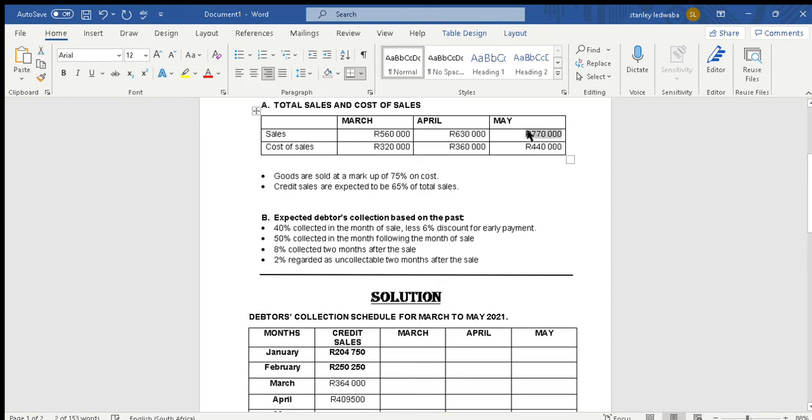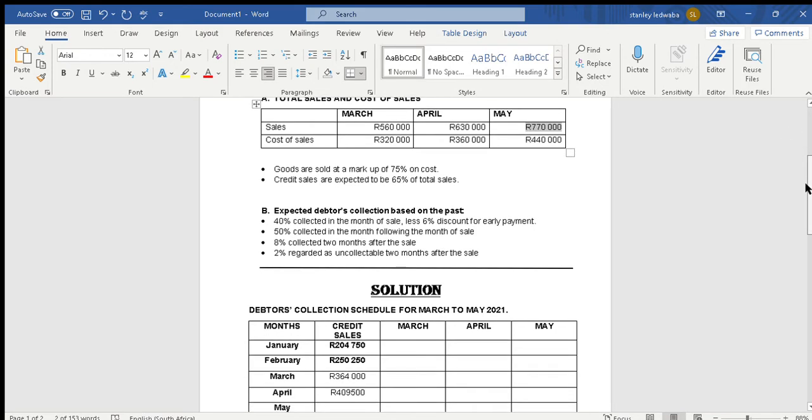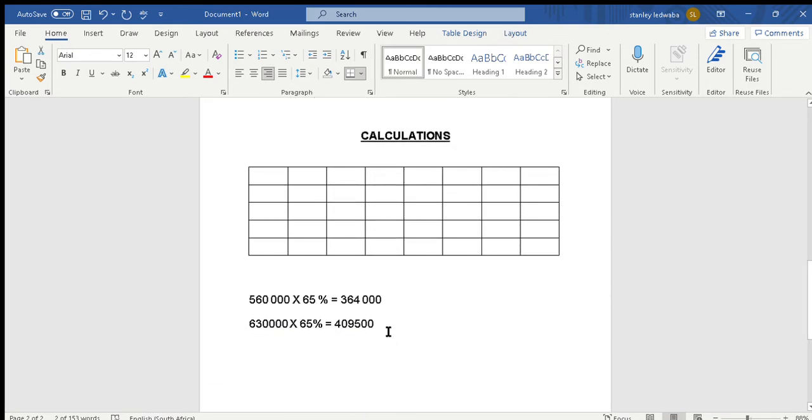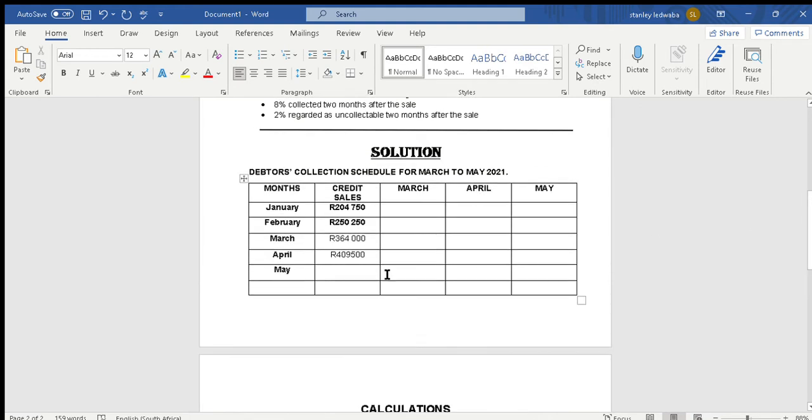Then we are going to calculate credit sales for May. They gave us 770,000 as total sales, and we are going to calculate credit sales. 770,000 multiplied by 65%. Let's calculate it quickly. It's giving us 500,500. Then this is our credit sales for the months.